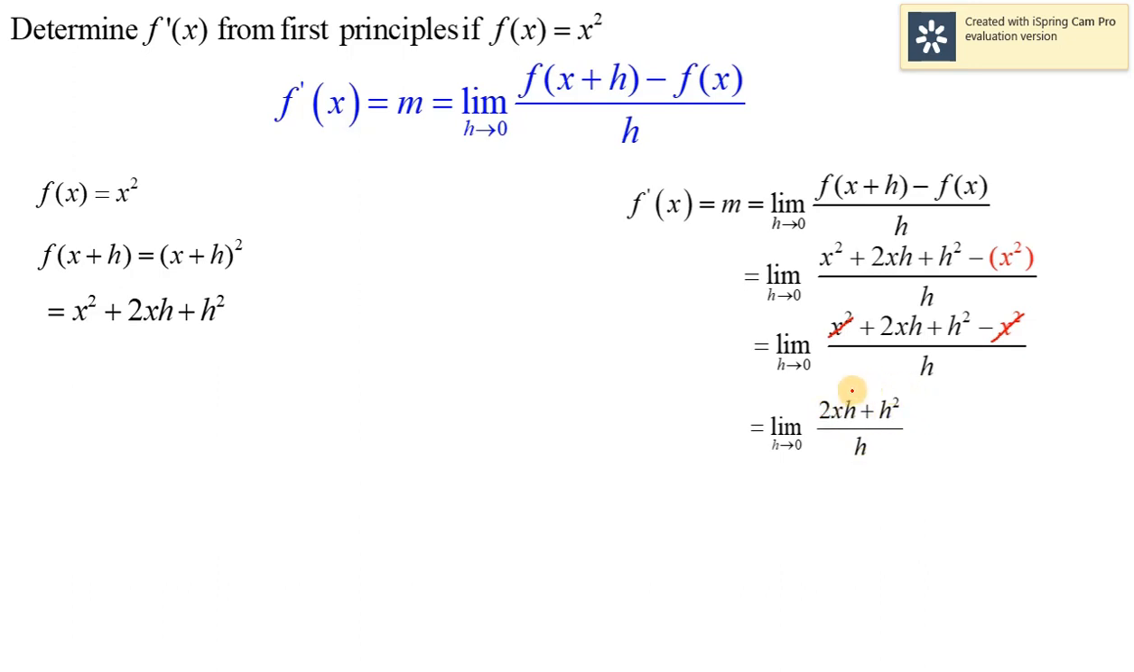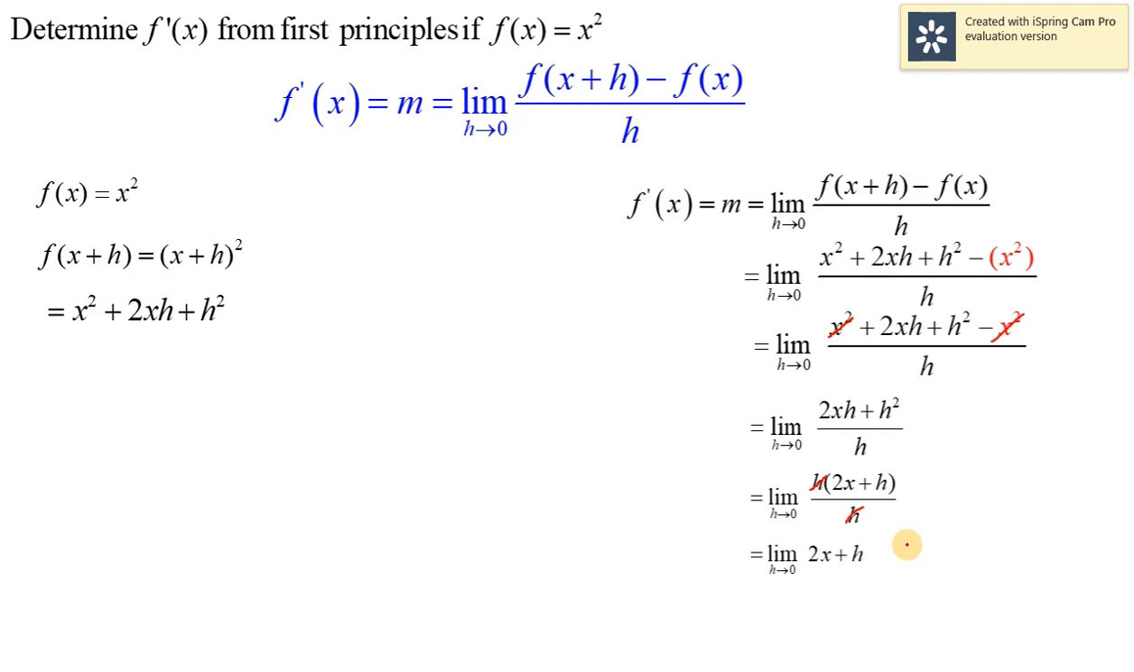On the numerator, you always remove h as common factor. Even though you might be tempted to remove other aspects that are common, only remove h. And on my numerator, if I remove h as common factor, I'm left with 2x plus h divided by h. You remove h as common factor because you want that to cancel off with the h in the denominator.